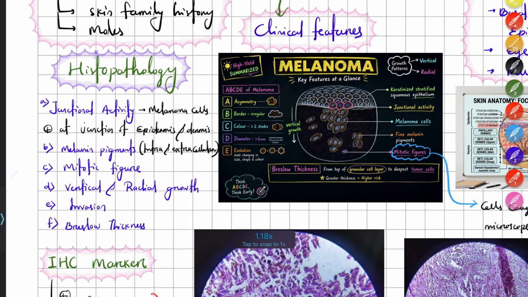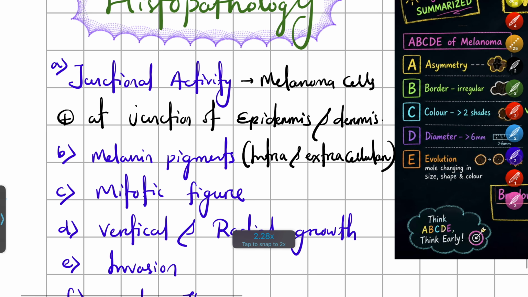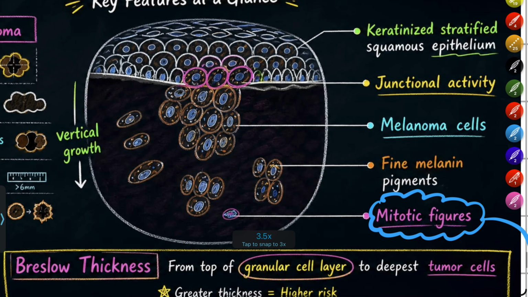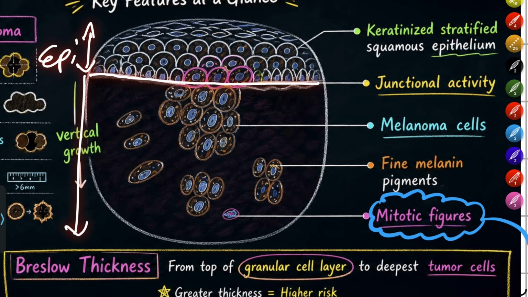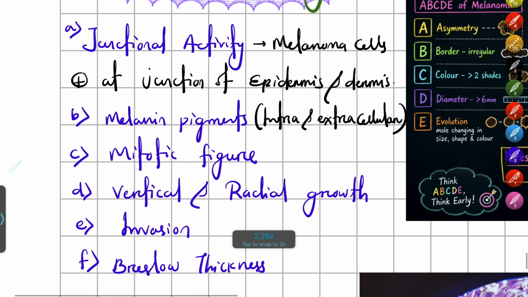So let's go to the histopathology of melanoma. The first feature is junctional activity, like the melanoma cells present at the junction of epidermis and dermis. So here you can see this is the junction of epidermis and dermis. At the junction there is the presence of melanocytes. These are the melanocytes, and from the junction the growth of the tumor starts or it invades inward. So this is the junctional activity.